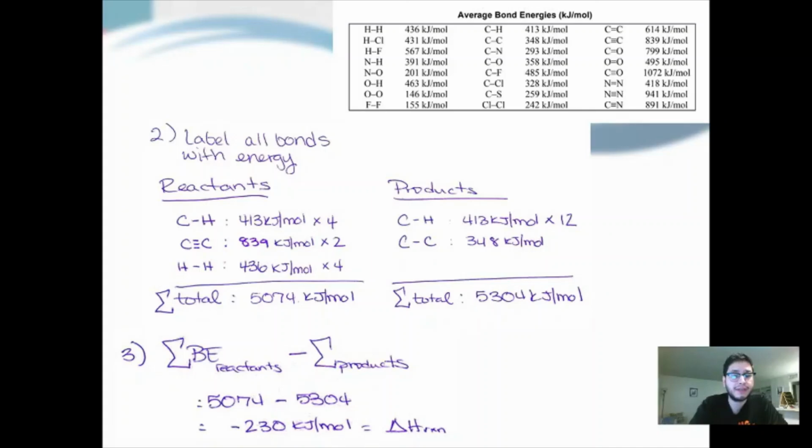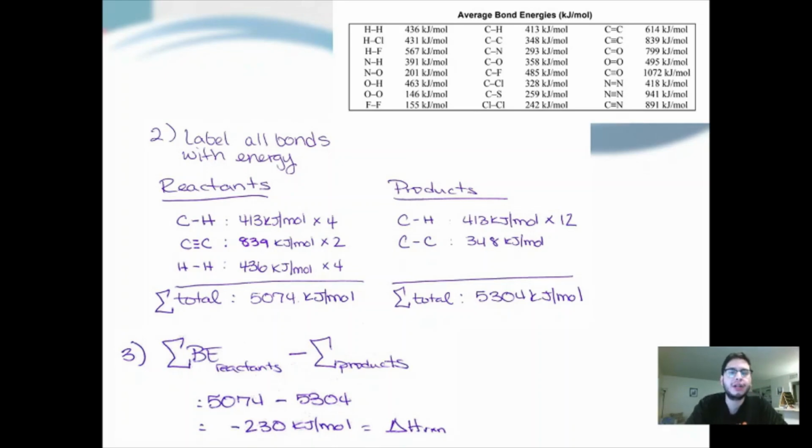My third step is to just subtract the reactants and the products. So I'm going to subtract 5,074 minus 5,304. Notice that this is going to give me a negative energy value, and that's okay. Remember that an energy change in heat represents an exothermic reaction. So because this reaction is negative 230 kilojoules per mole, that means that this is an exothermic reaction.